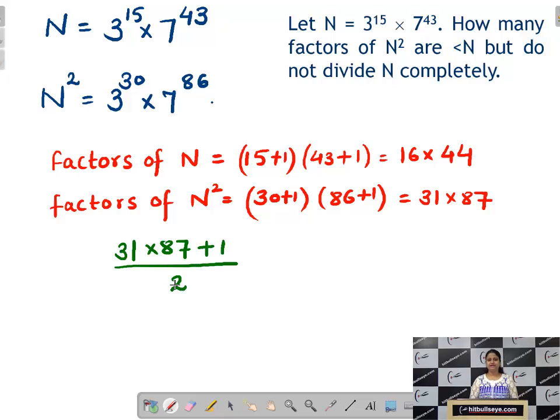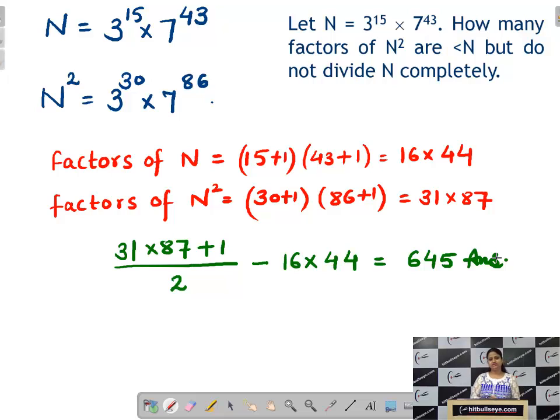Why? Because we were taking pairs. So we will get the left hand side only. Out of these numbers, we are not interested in factors of n. That's why we will subtract 16 into 44, which comes out to be 645 in this case. And this is the answer.